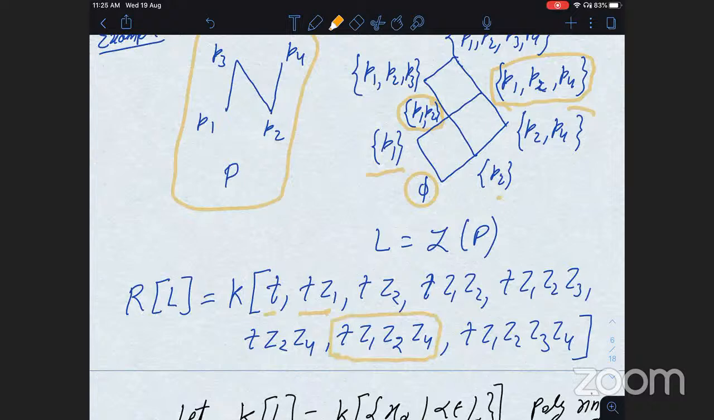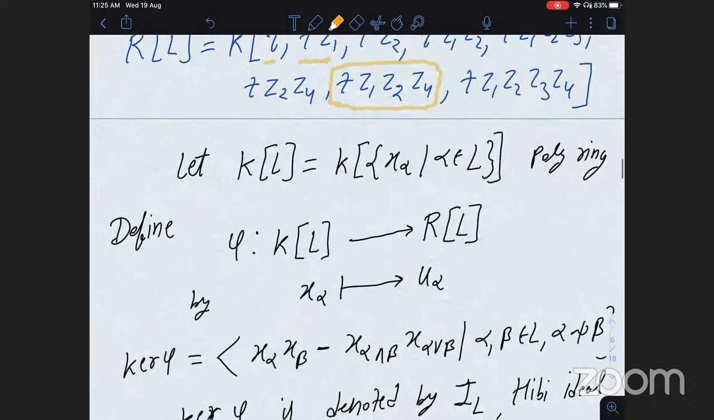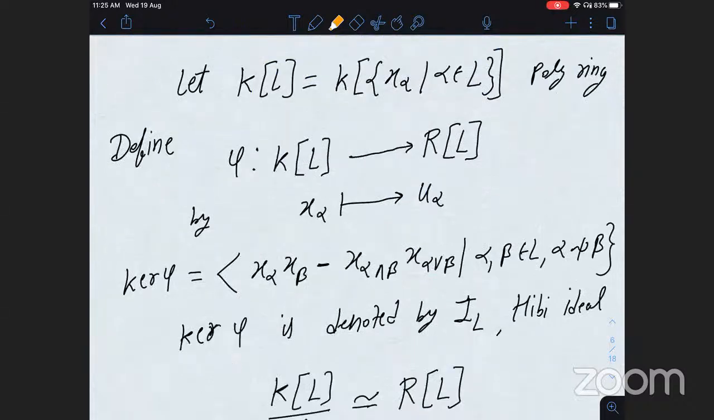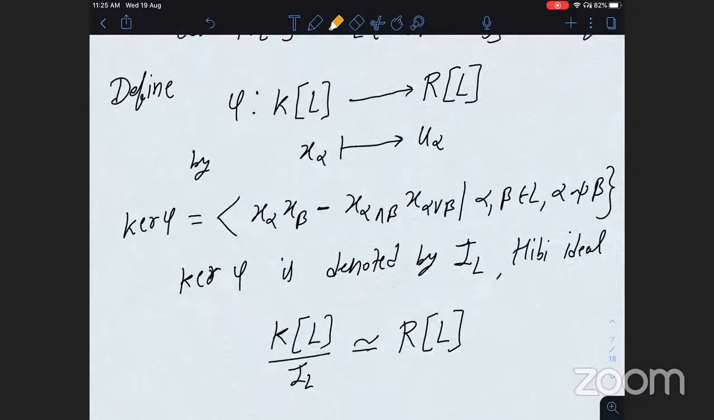Now let K[L] be a polynomial ring generated by the variables X_alpha, where alpha is in L. I'm indexing the variables of the polynomial ring by the elements of the distributive lattice L. So define a ring map from K[L] to R[L] by X_alpha maps to the monomial U_alpha. Then the kernel of this map will be generated by degree 2 polynomials.